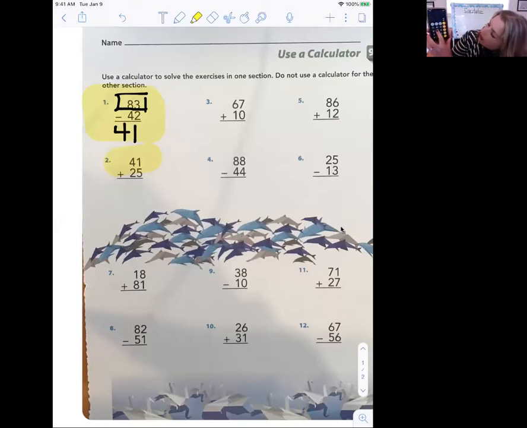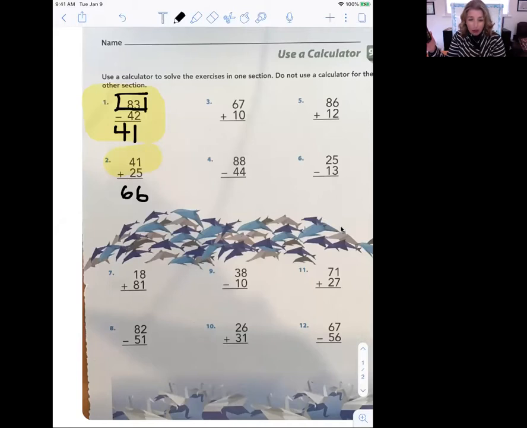25. 25. And then what do I hit after that? Equals. So I go to my equal button, which is right there, equals. 66. So that's the answer, 66.